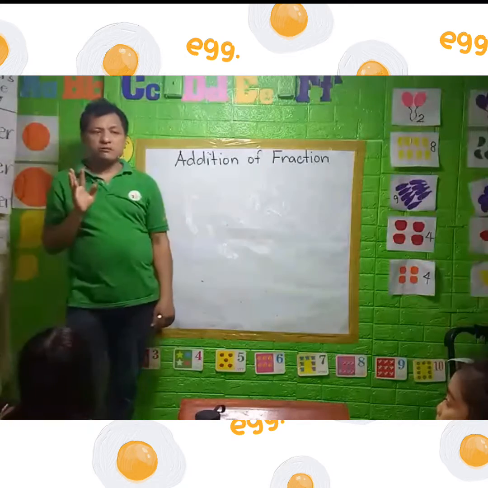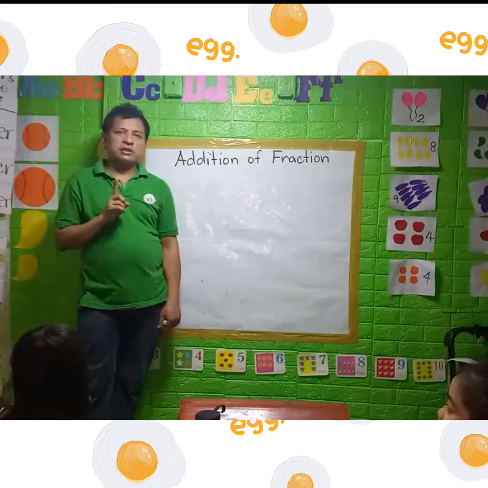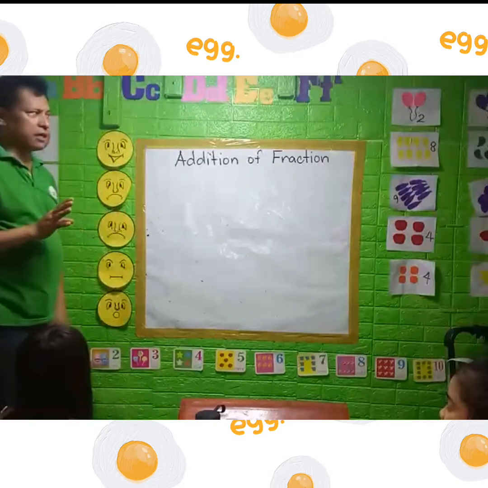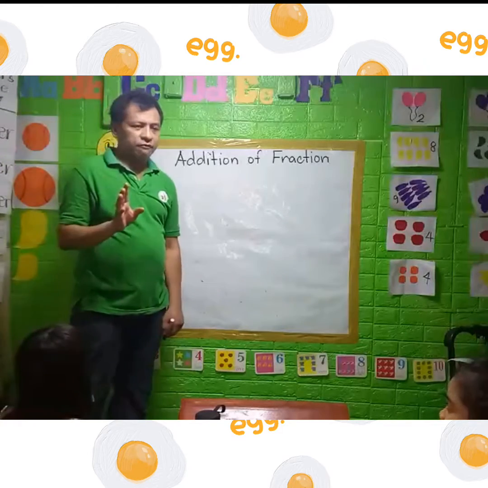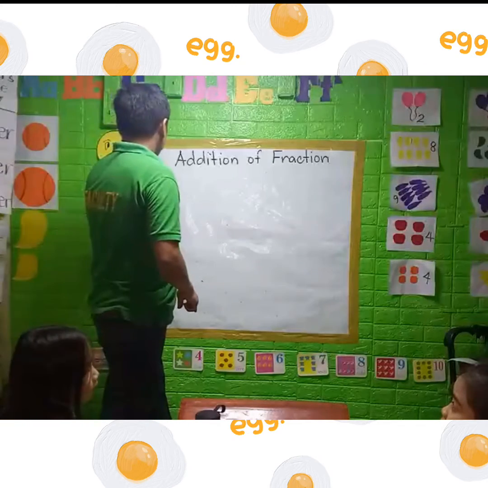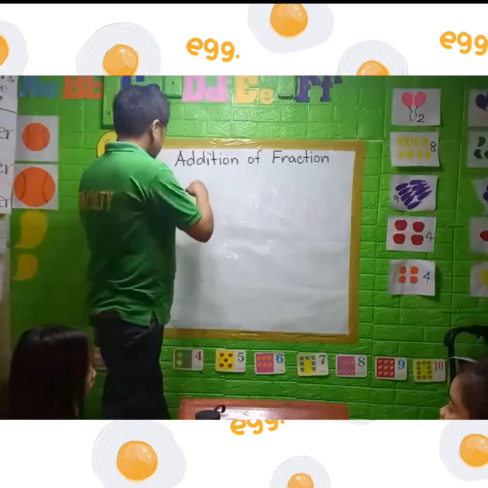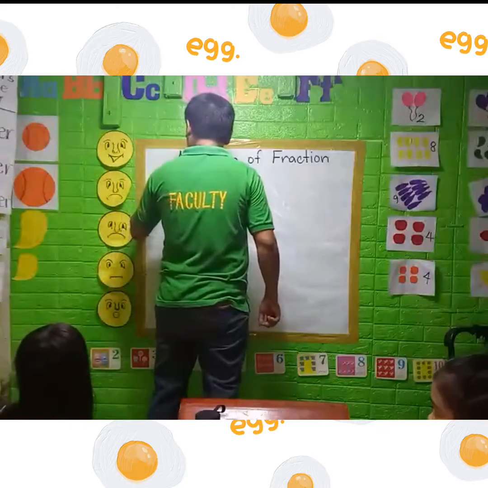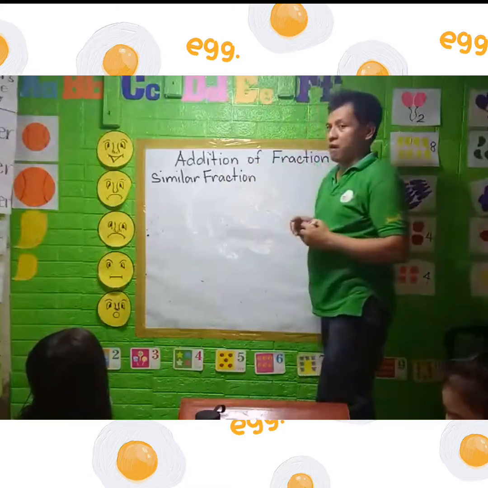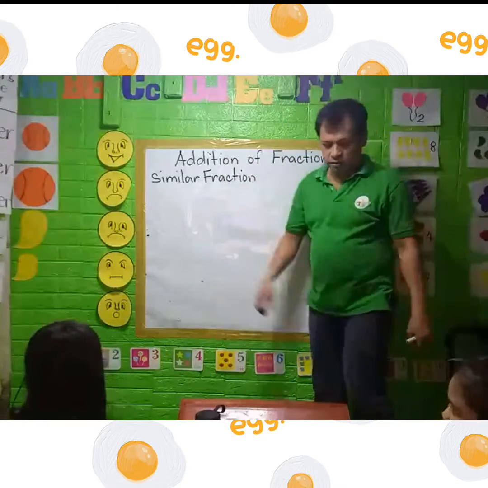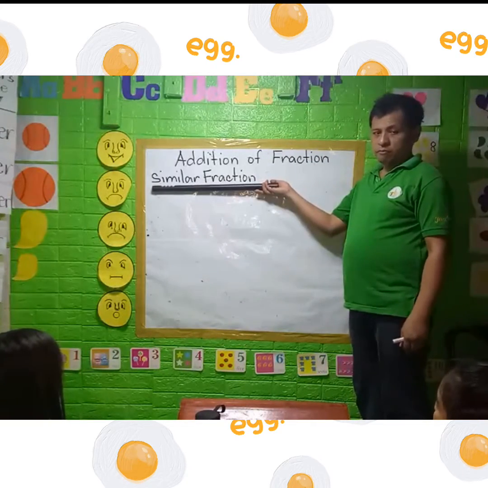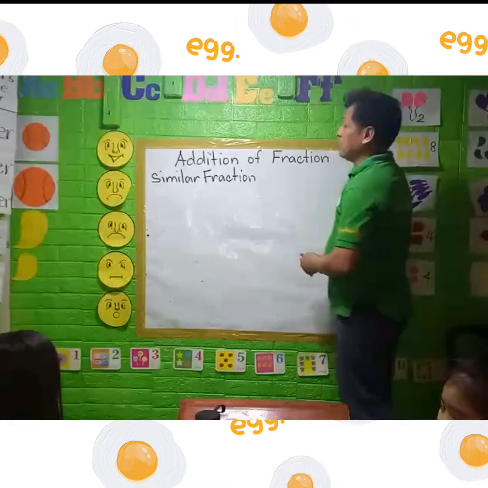Now, there are different kinds of fractions. There are what we call similar fractions and dissimilar fractions. But before we do the addition of fractions, we are going to identify first the first two kinds of fractions. The first fraction is what we call similar fraction. Everybody says similar fraction. Once again, similar fraction. Now, what do we mean by similar?